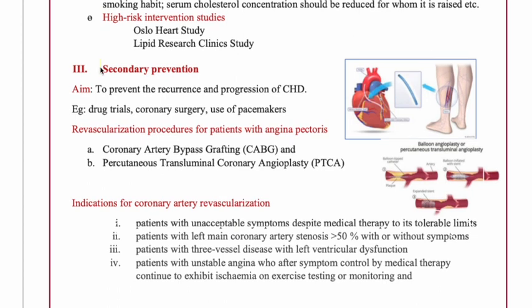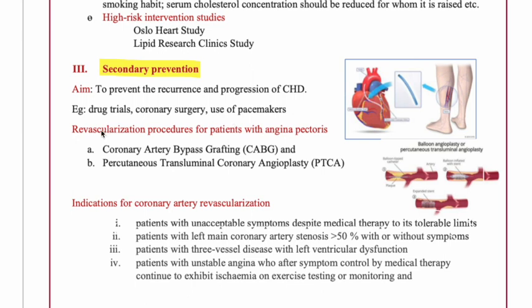After the second strategy, we are moving to the third strategy, that is the secondary prevention. It is the continuation of primary prevention with an aim to prevent the recurrence and progression of CHD through drug trials like use of any beta blockers, or through coronary surgery, or by the use of pacemakers.